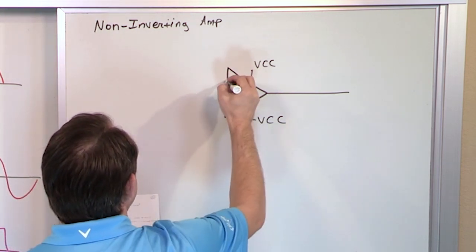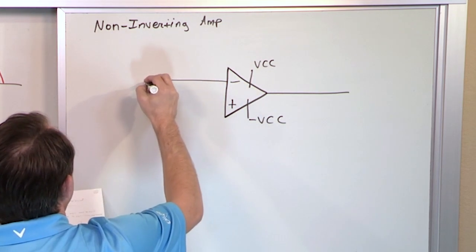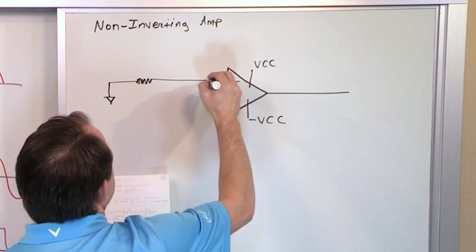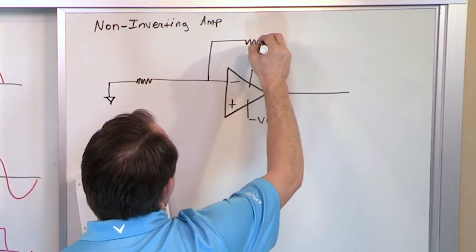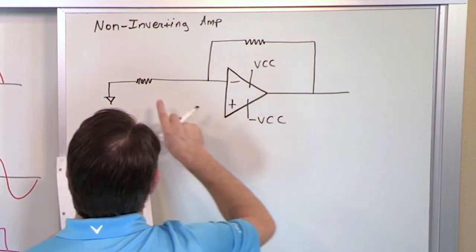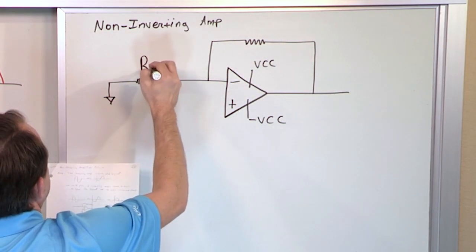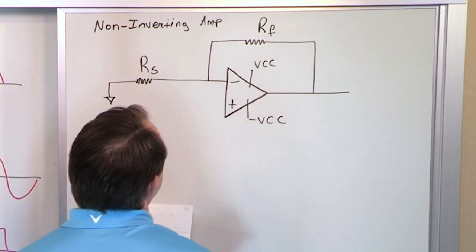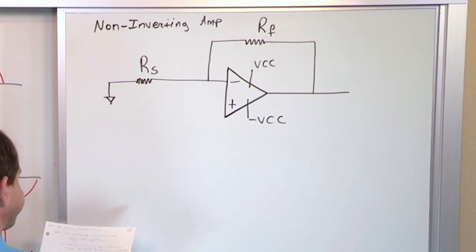And what we're going to have over here is a resistor. We're going to tie that to ground. We're going to have a feedback resistor, okay? We're going to call this resistor R sub S. We're going to call this resistor R sub F because it's the feedback resistor.